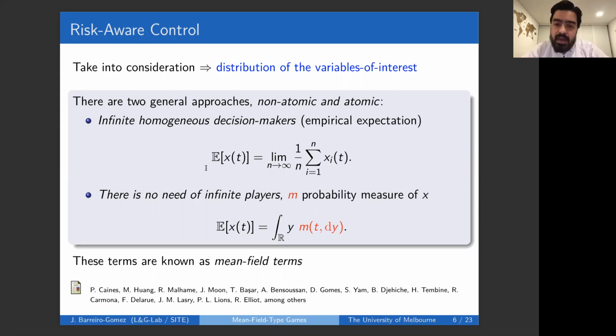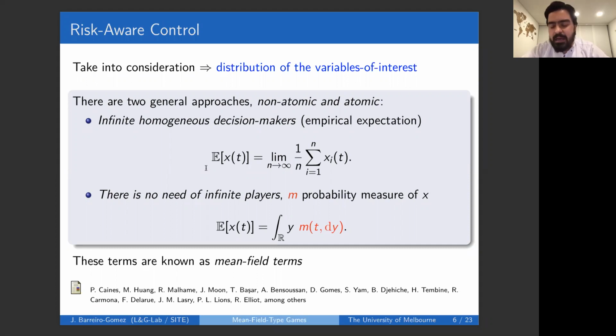So on one hand, we have the non-atomic games. So in this class of games, we assume we have a large number of decision makers or agents or players in the game. And the thing here is that since we have a large number, then the decisions of a single player are negligible. So one player is too tiny that actually cannot have an impact over the game.